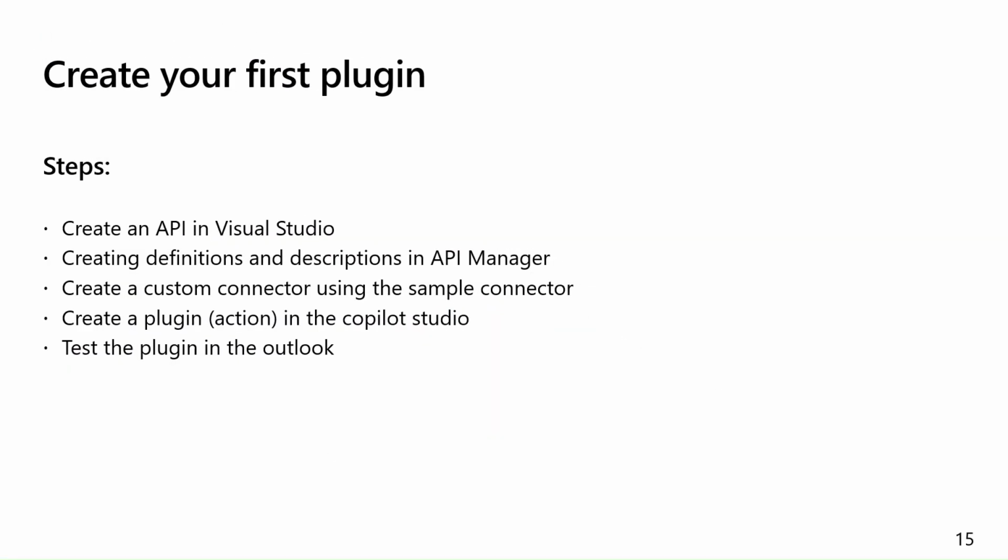These are the 5 steps I followed to create my first plugin. The very first thing I did was use the sample response from the public documentation to create my first API in Visual Studio. Then I used Visual Studio to publish my API behind the API Manager. Then in the API Manager, I created my definitions and the descriptions of what the Copilot is expecting. Then I created a custom connector using a sample connector in the public documentation. And then I created a plugin or added an action in the Copilot Studio. Then I tested my plugin in Outlook.